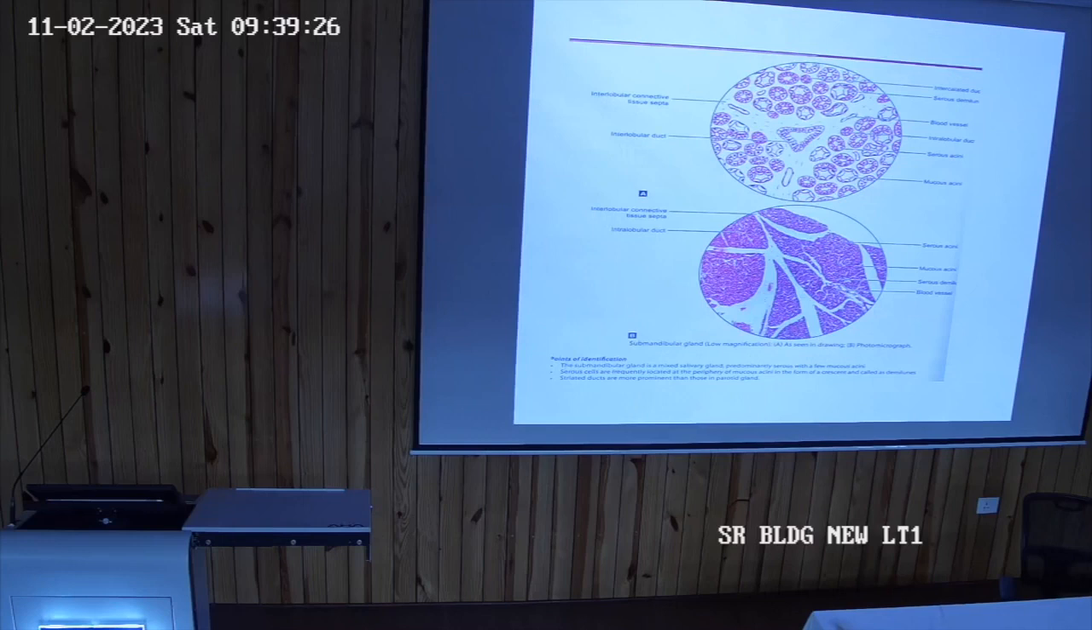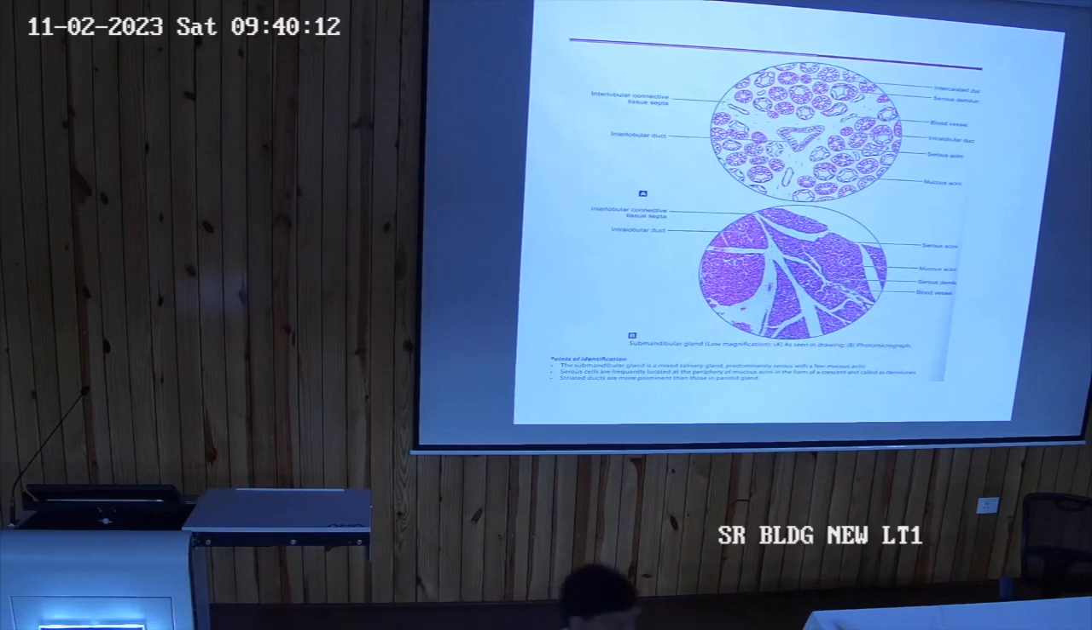Serous demilune. It is called serous demilune. What is the serous demilune? I am telling you: on the periphery of the mucous acini, the serous cells are present. It is asked in the MCQ, what is serous demilune? On the periphery of the mucous acini, the serous cells are present. These are called serous demilune.